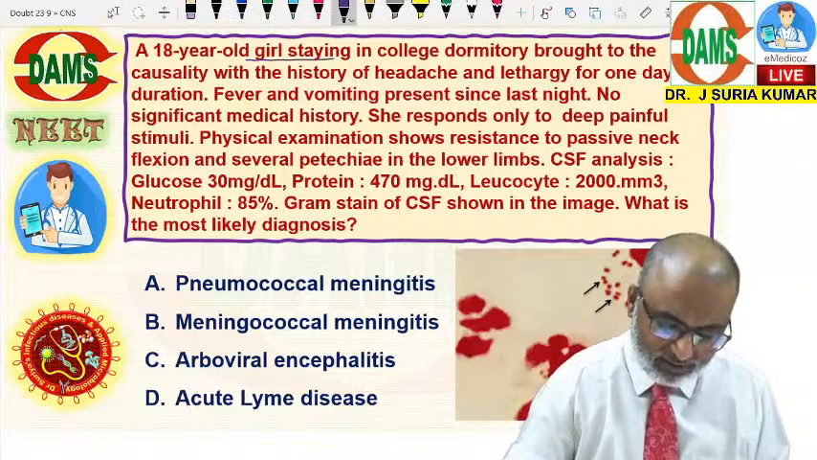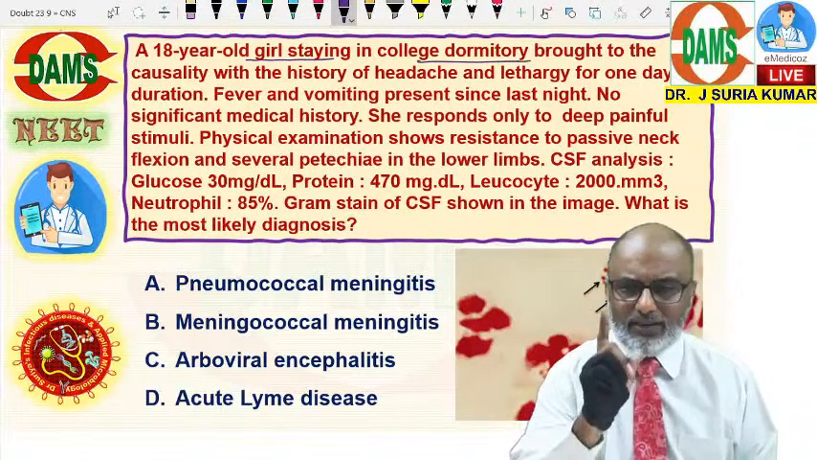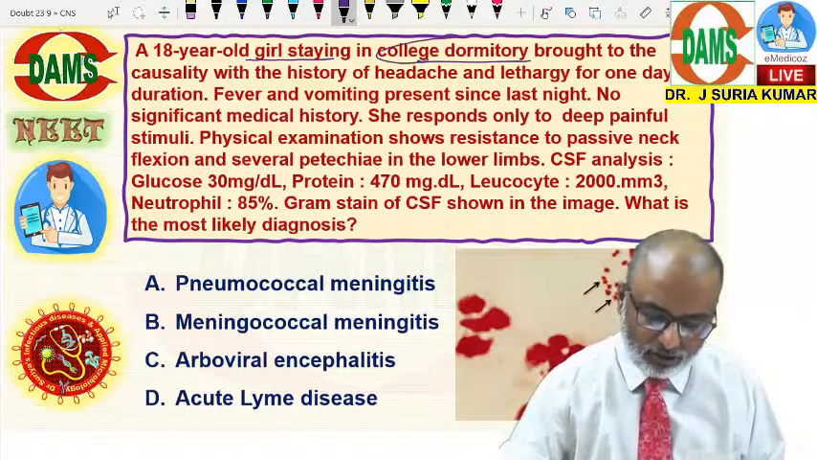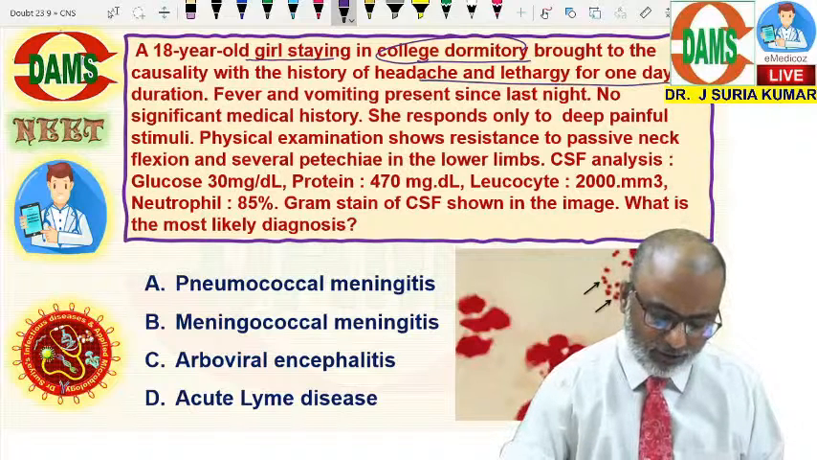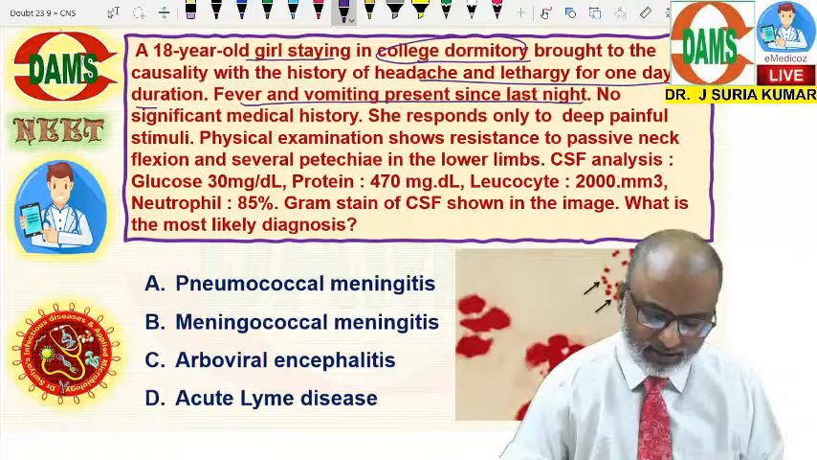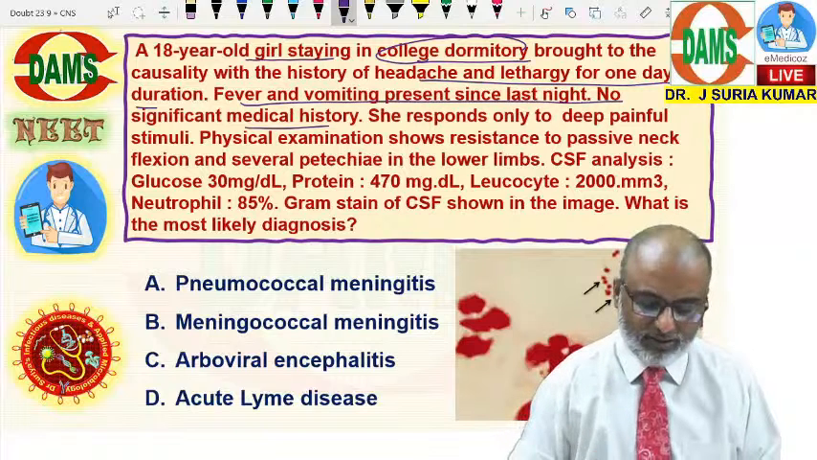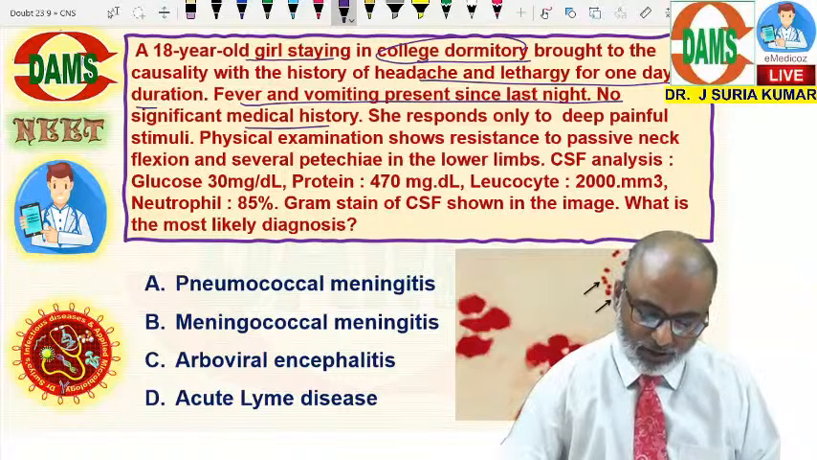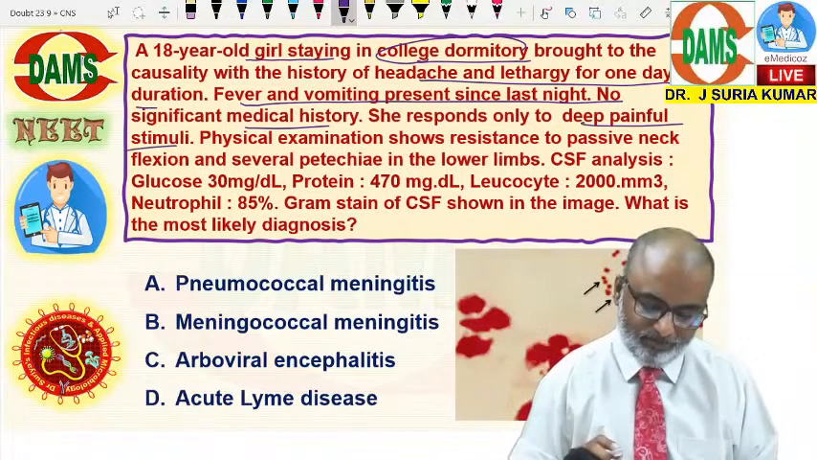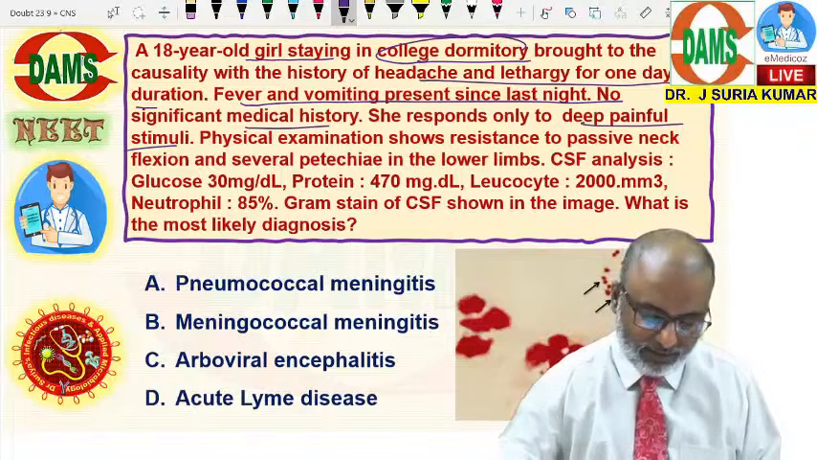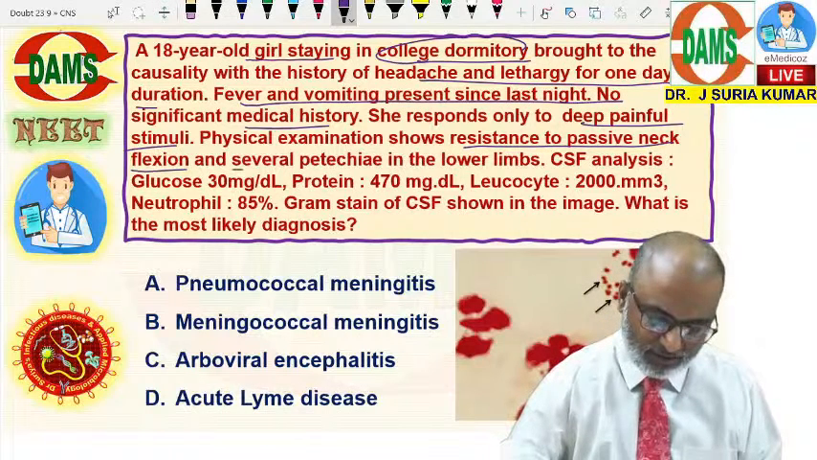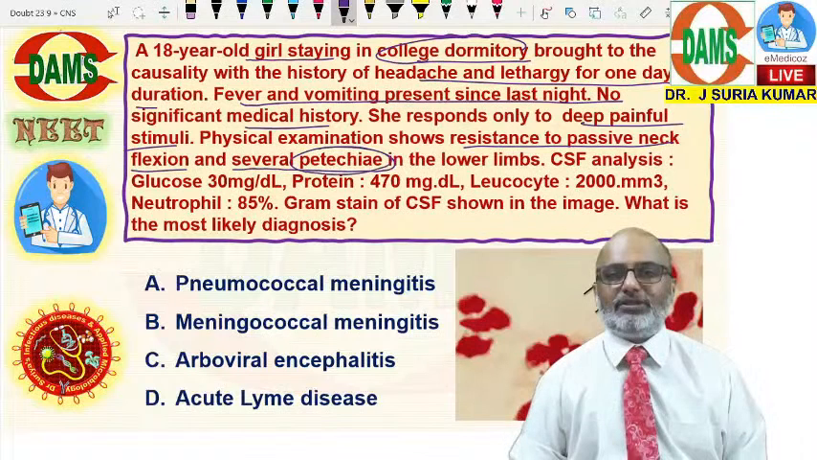An 18-year-old girl staying in a college dormitory. Every word is important. Every word will give you some clue. They will direct you to some organism. She is brought to the casualty with a history of headache and lethargy for 1 day. Fever and vomiting present since last night. No significant medical history. So fever, lethargy, vomiting. She responds only to deep painful stimuli. So there is some problem in the nervous system. Physical examination shows resistance to passive neck flexion and several petechiae in the lower limbs.